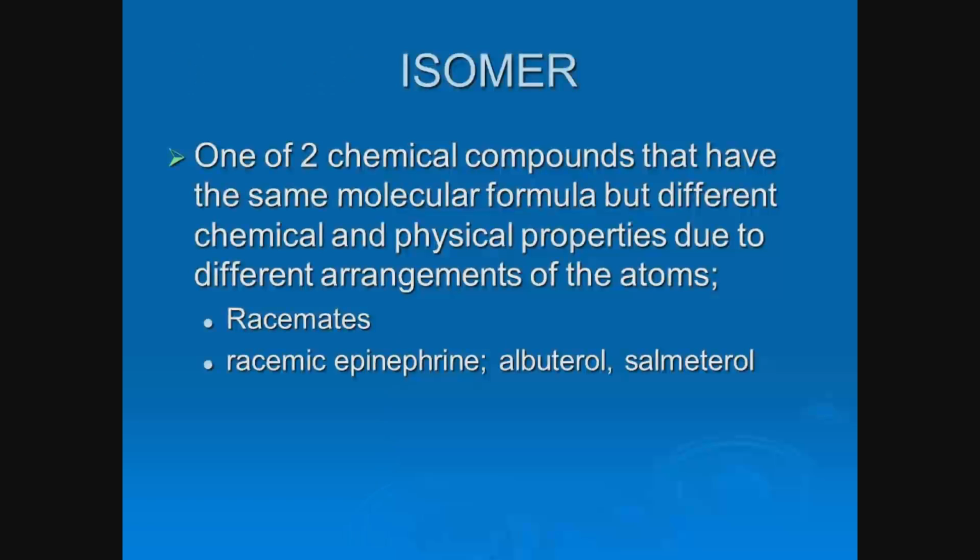Remember we talked about isomers before, or racemates. These are basically chemical compounds, same molecular formula, but they're kind of put together different. How they're arranged is a little bit different. So even though it's the same chemical, how it's arranged changes a little bit, and they have different effects. Examples are epinephrine, racemic epinephrine.